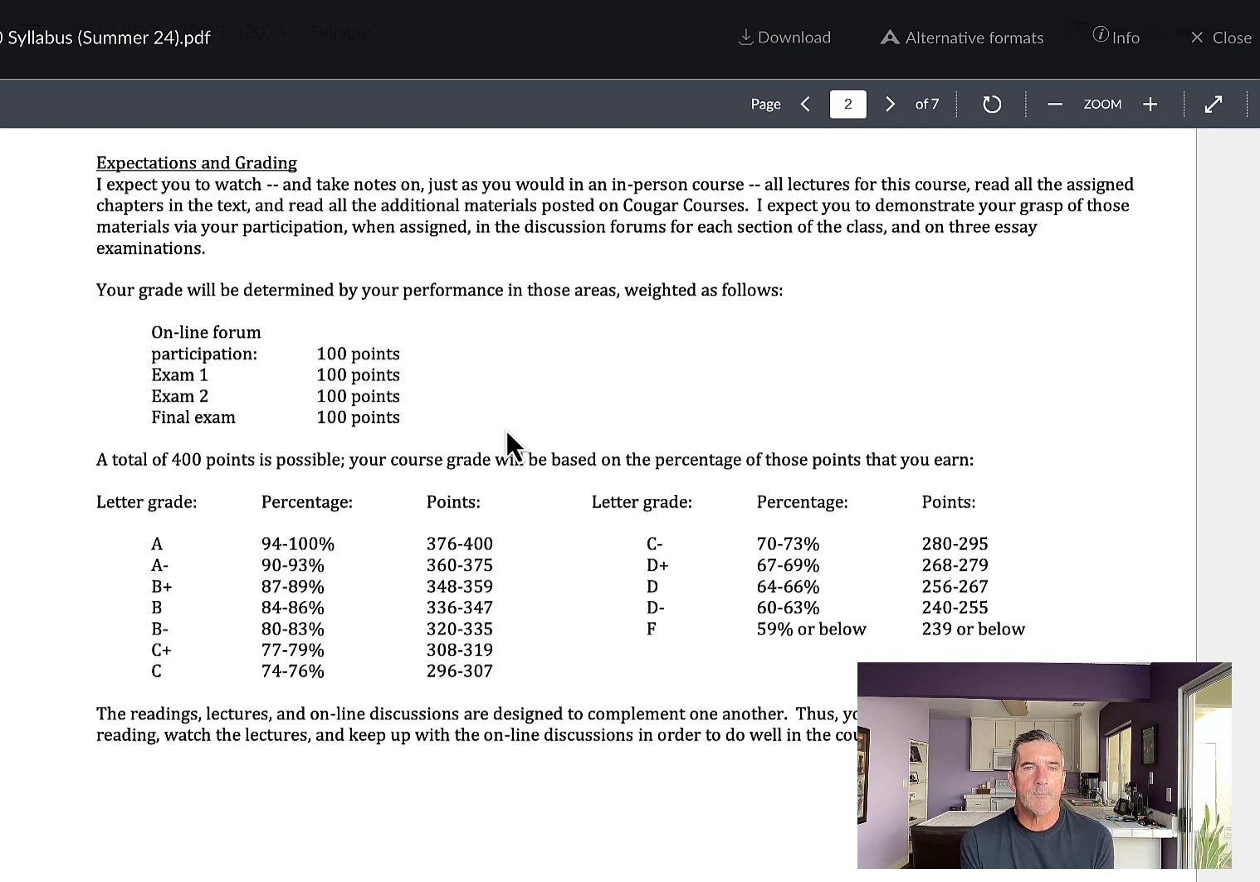And then you will be demonstrating your mastery, your understanding of the concepts and the material that we talk about on 3 exams. I'll talk about those in some detail in just a second. And those 3 exams will each be worth 100 points, and then you'll have another 100 points coming from your participation in the online forum discussions, for a total of 400 points for the class. And you will earn some percentage of those points, ranging from 100% to 0, hopefully not 0. And that percentage will translate into a letter grade, as you can see here. Pretty straightforward, right? I hope.